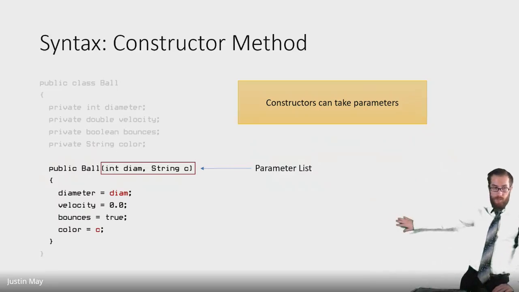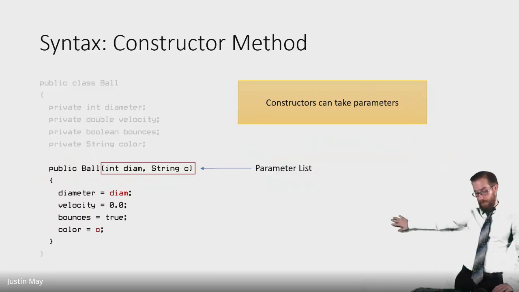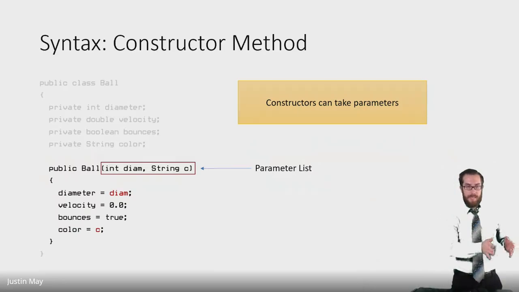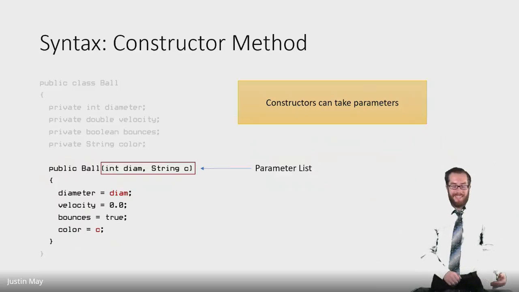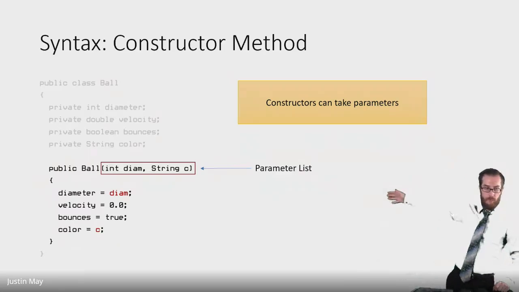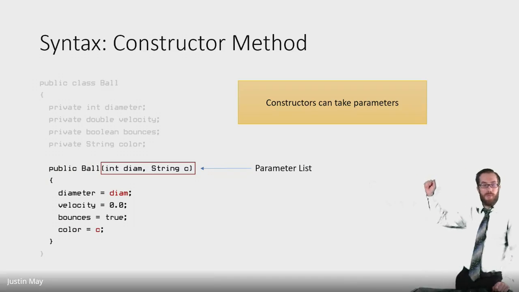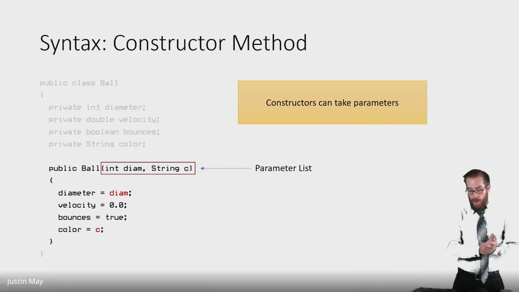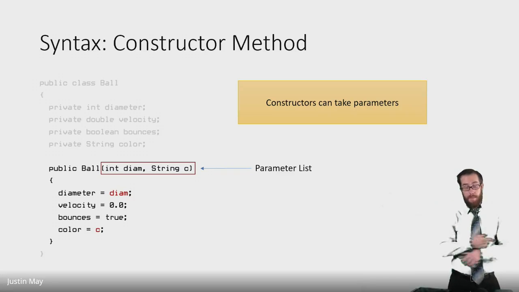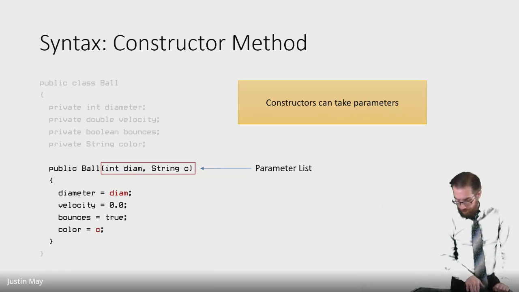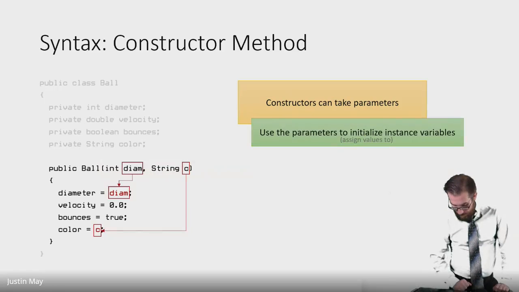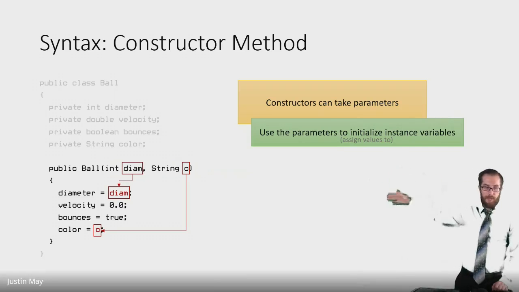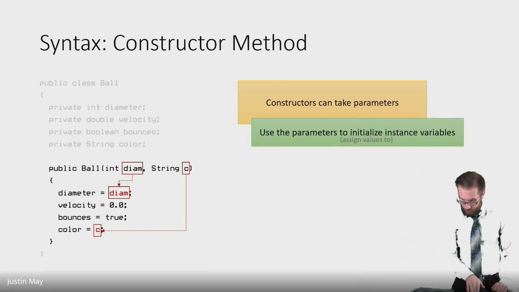You've got to be real careful here to remember that in an assignment statement, the variable name is assigned a value. So the variable name is always on the left, the value is always on the right. So when you say diameter is assigned diam, you are taking the value of diam and assigning it to the variable diameter. It's important to get that order correct, because if you make that order backwards, it won't do what you want it to do. Here I'm just showing you with arrows, we're using the parameters to assign values to those instance variables.